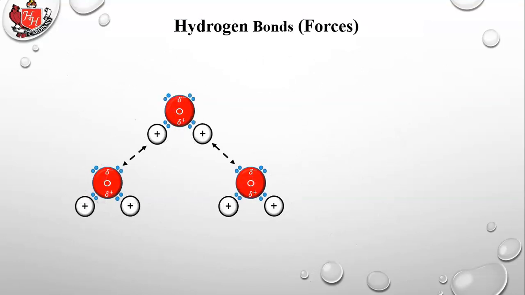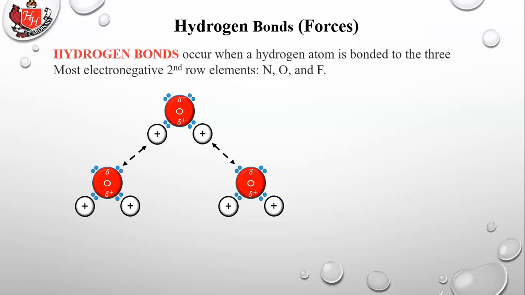Okay, now we're getting into the fourth and the strongest of the bonds, and that's hydrogen bonds. It's a little more complicated, so kind of follow this. Hydrogen bonds occur when a hydrogen atom, so it has to be a hydrogen atom, is bonded to one of the three most electronegative second row elements. That would be nitrogen, oxygen, and fluorine. Those are in the upper right-hand side of the periodic table, so they have high electronegativities.